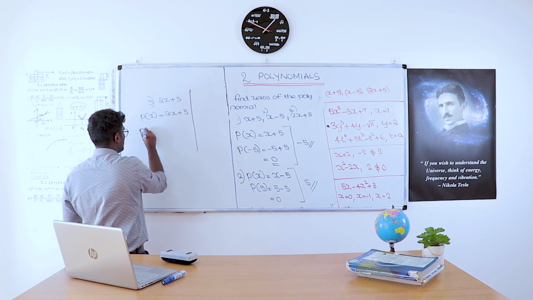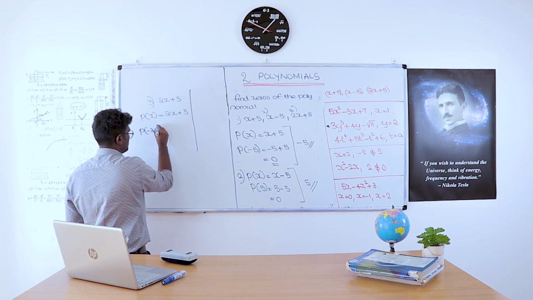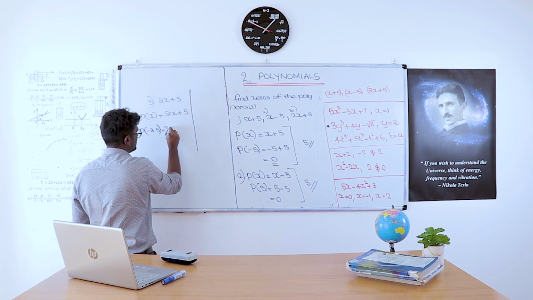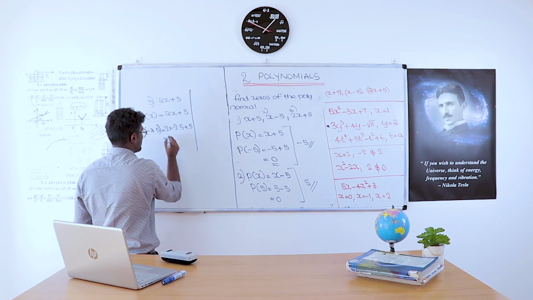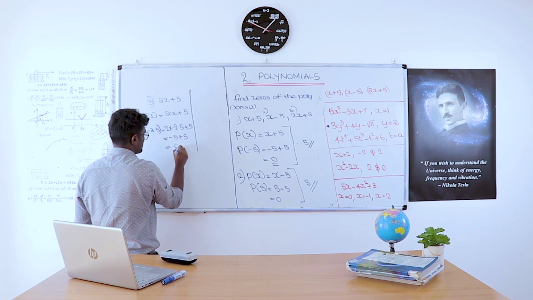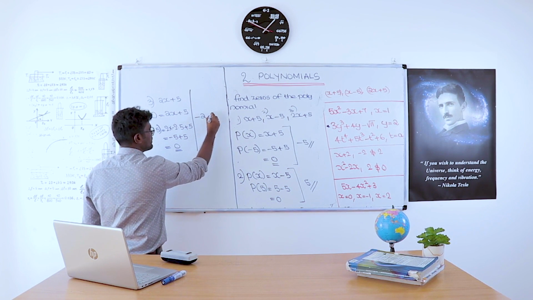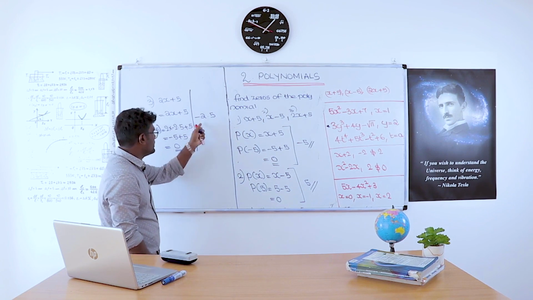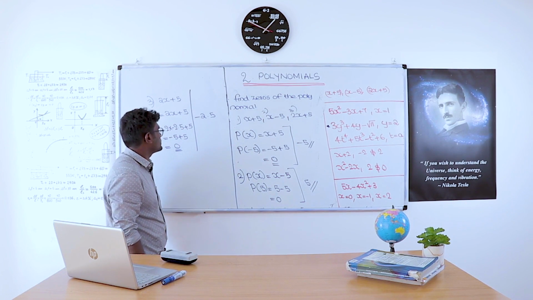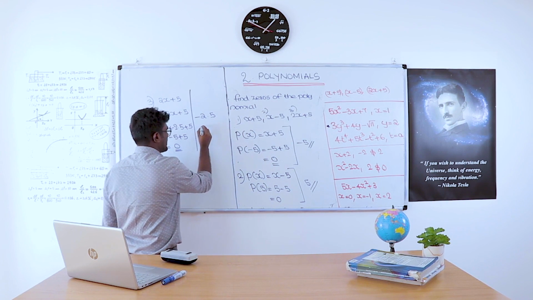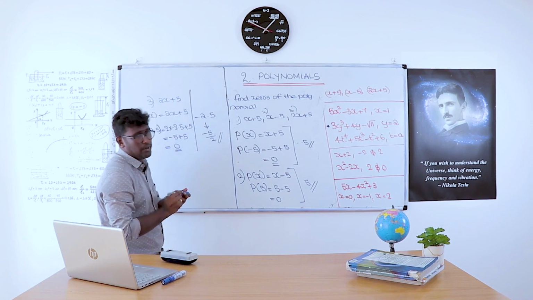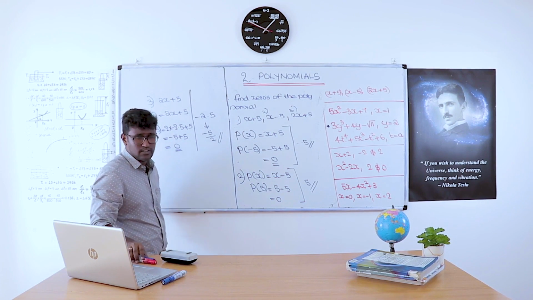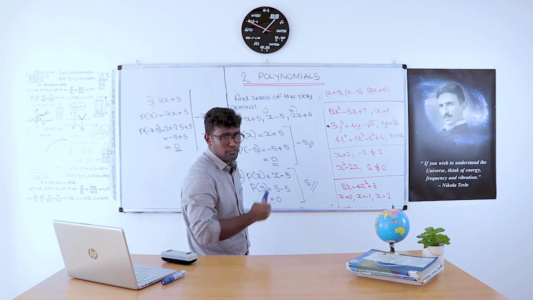So P of minus 2.5 is equal to 2 into minus 2.5 plus 5. That is minus 2.5 into 2 is minus 5, plus 5 is equal to 0. So minus 2.5 is the zero of this polynomial. Otherwise, minus 2.5 can be written in the format minus 5 by 2, no problem. Minus 5 by 2 is also minus 2.5. So this is the method of finding the value of a polynomial.